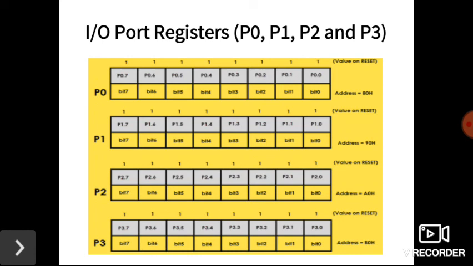If the port bit is set, that means declared as 1, the corresponding port pin will be configured as input, and similarly if the port bit is cleared, that means declared as 0, the corresponding port pin is configured as output. Okay, so upon reset all the port pins are set to 1 and hence all port pins are configured as input. Okay, these are input output registers.